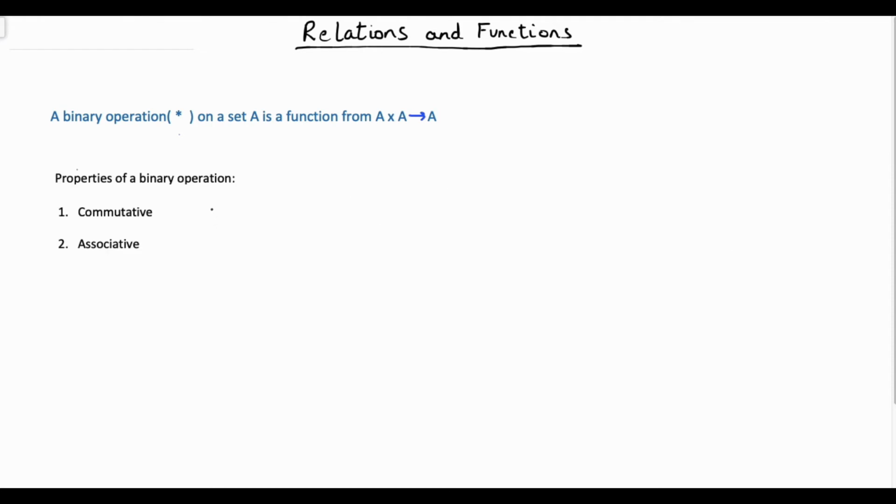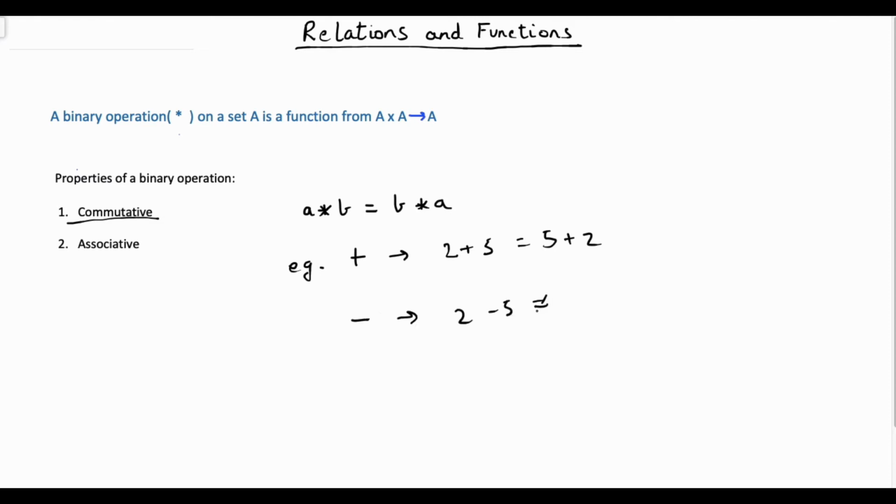Now, we will discuss some properties of a binary operation. First, the commutative property. A binary operation is said to be commutative if a asterisk b is equal to b asterisk a. Let's take an example. The addition operator: 2 plus 5 is the same as 5 plus 2. Similarly for the multiplication operator. But for the minus operator, 2 minus 5 is not equal to 5 minus 2. Therefore, the minus operation is not commutative. Even the division operator is not commutative as a by b is not equal to b by a.